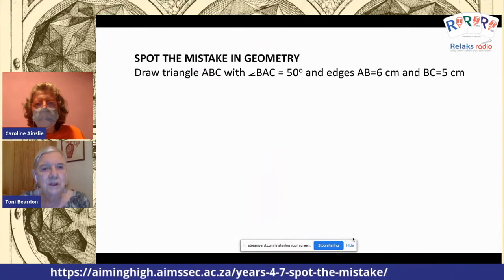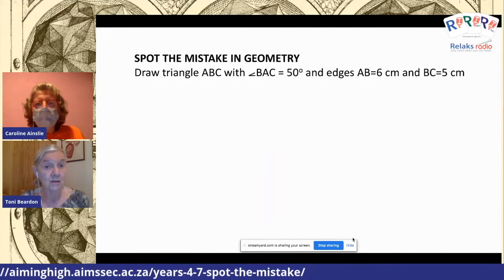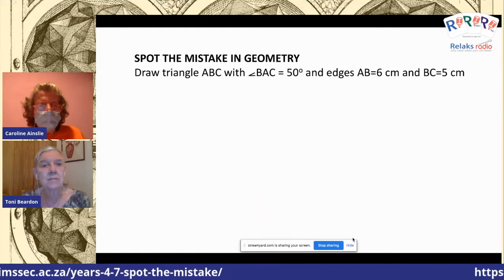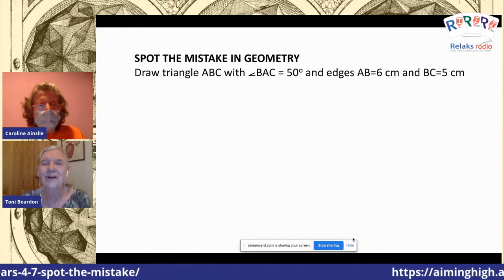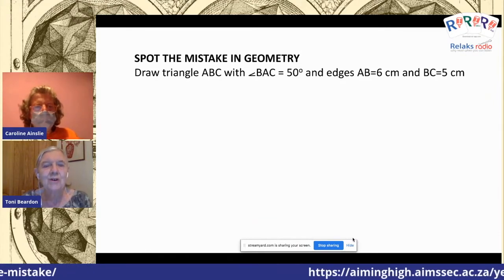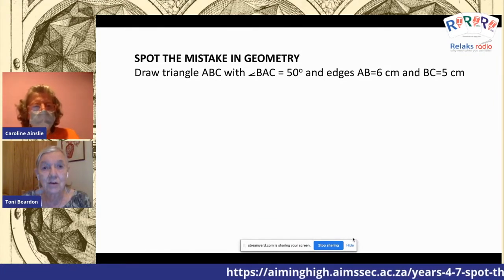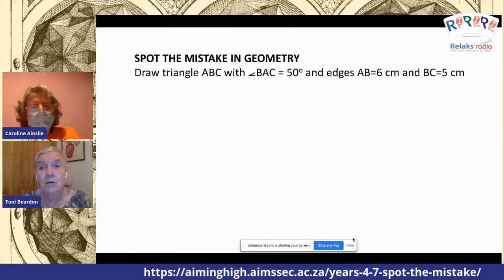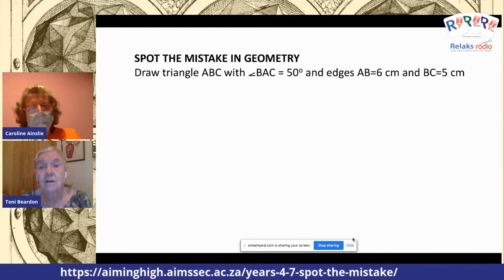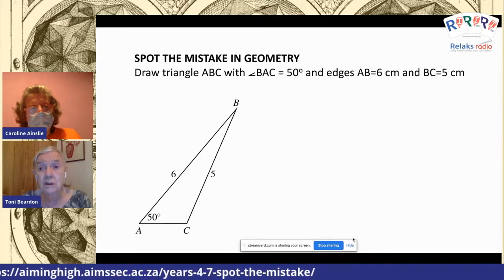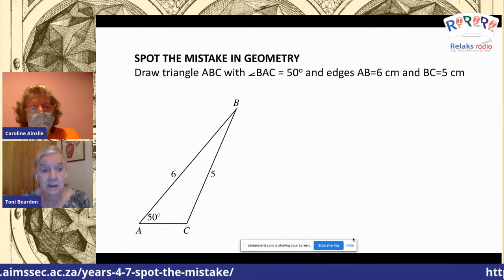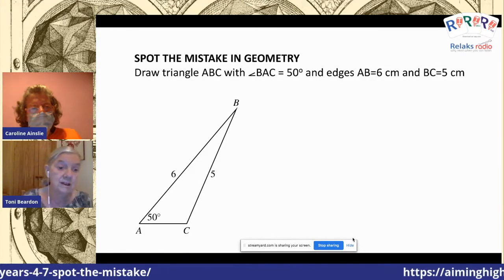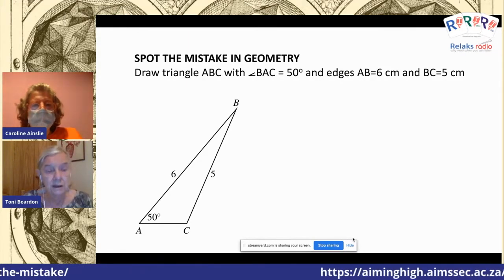Now, here's a mistake in geometry, and this is a classic one that if you teach maths, you'll know. So you've got to draw a triangle ABC. You're given an angle and the lengths of two edges. AB is 6 centimeters and BC is 5 centimeters. There you go. There it is. That fits the bill, doesn't it?